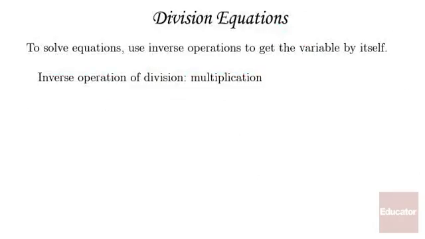So just like the other equations that we were solving in the previous lessons, we're going to use inverse operations to get the variable by itself. So the whole point of solving equations is to solve for the variable. What does the variable equal? Okay, what's the value of the variable? And for this one, the inverse operation of division is multiplication. So the opposite of division is multiplication.